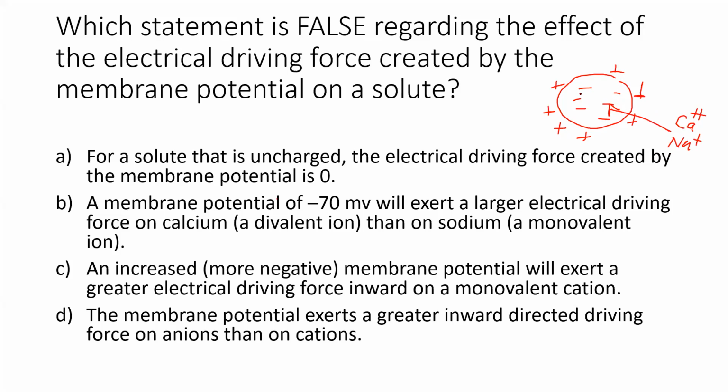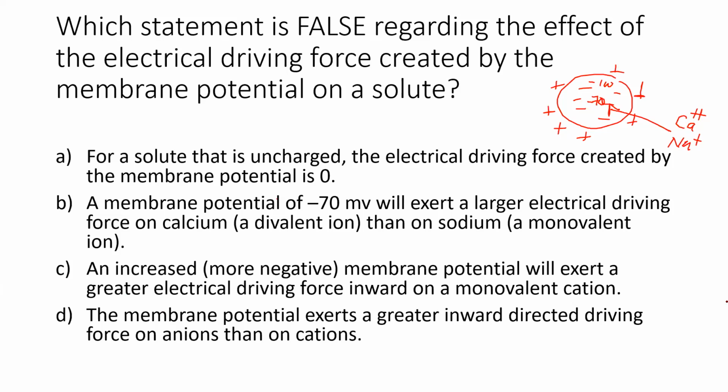So if the membrane potential were negative 70, let's say it went from negative 70 to negative 100. These particles are going to really want to get inside that cell. So an increased membrane potential will exert a stronger inward force on positively charged ions. So C is also a true statement.